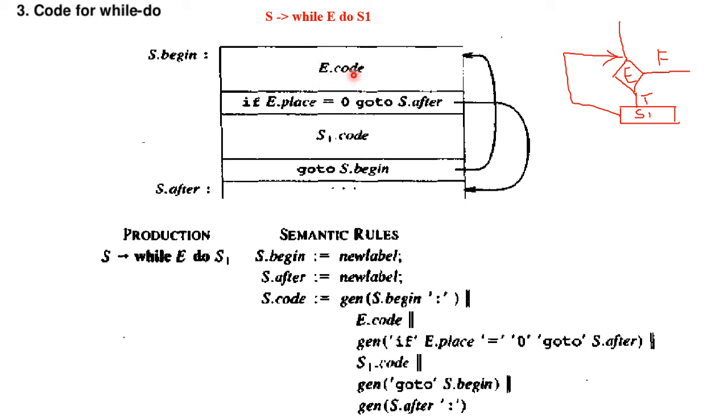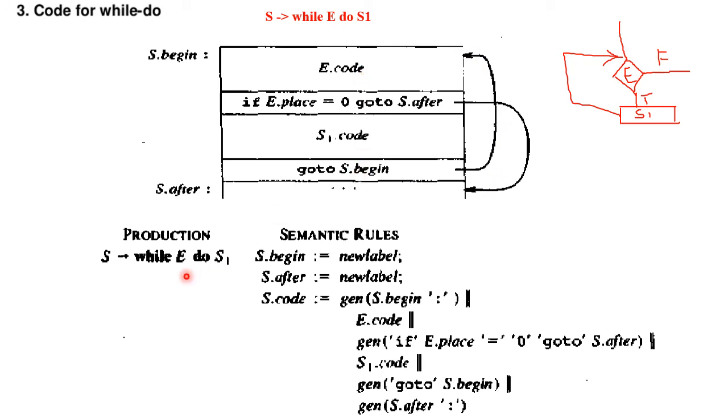E.code represents the three address code corresponding to the expression E. Then we have to check the value of E. If E.place equal to 0, that means the expression is false. We have to go outside of while loop. Go to S.after. Otherwise, if expression is true, we have to execute S1. S1.code represents the three address statement corresponding to S1. Then we have to again check the condition. So we have to go to begin. Go to S.begin.